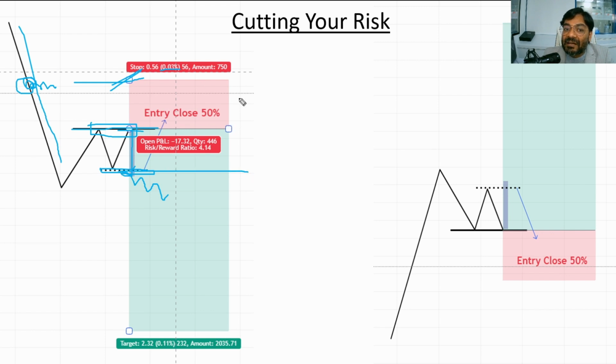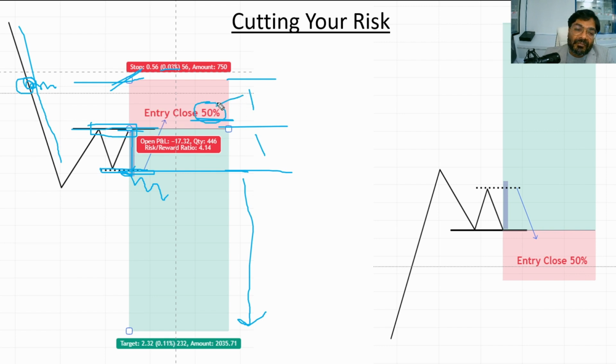What is this area? This is 1 and this is also 1. As soon as the market gives us 1:1, we will always close 50% of our trade size. This is how we cut the loss, cut the risk of a trade. All this area, if the market is going down and giving us the profit, only 50% of our trade will run. You get that?